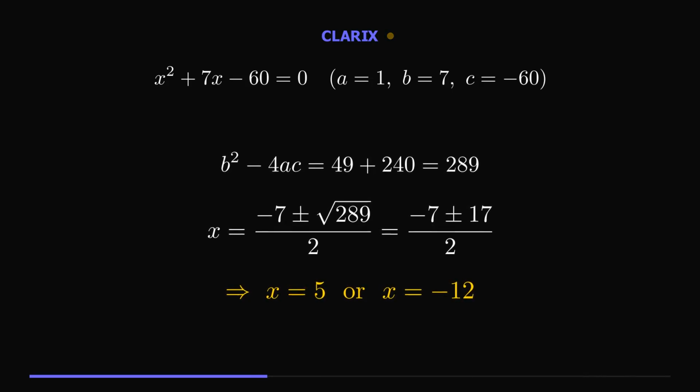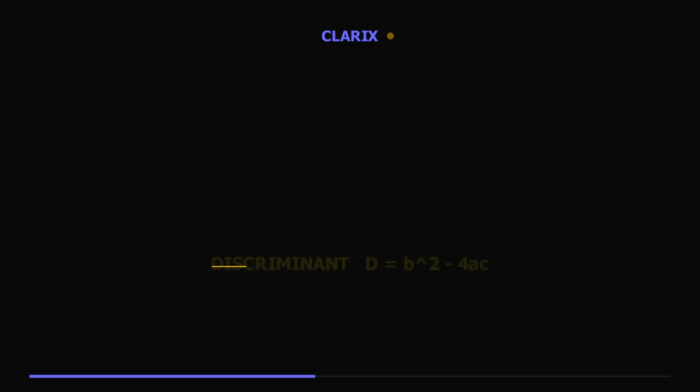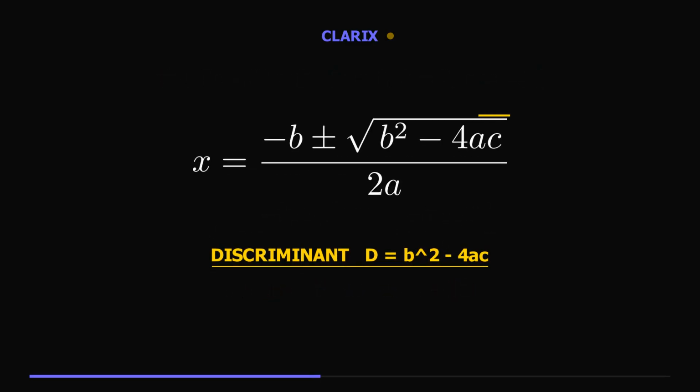Drop it in. x equals minus 7 plus or minus 17, over 2. With the plus, minus 7 plus 17 is 10, over 2 is 5. With the minus, minus 7 minus 17 is minus 24, over 2 is minus 12. So the roots are 5 and minus 12. No factorizing needed.